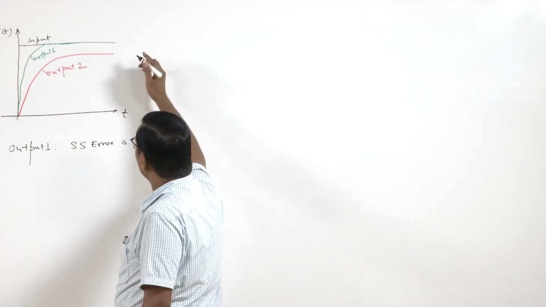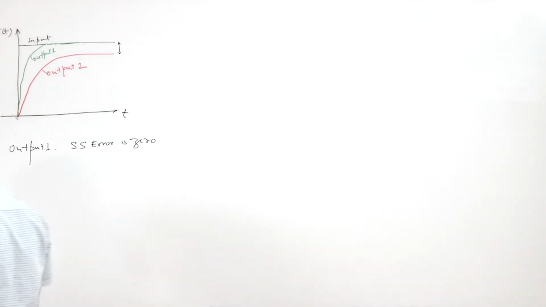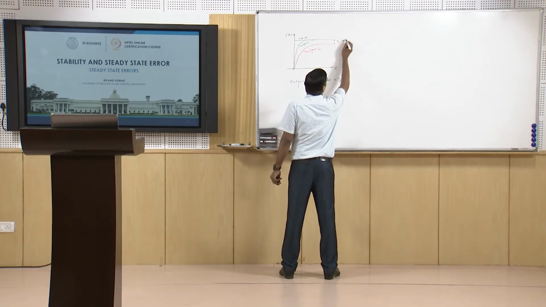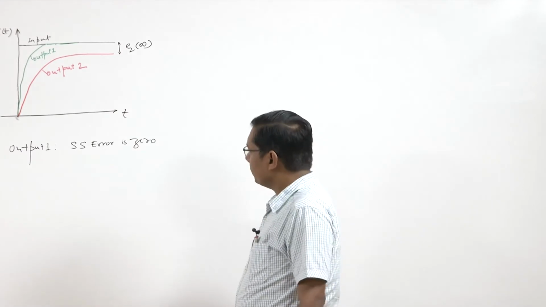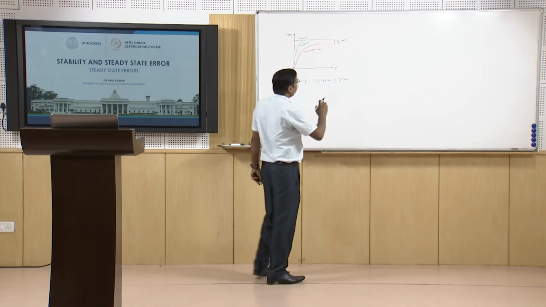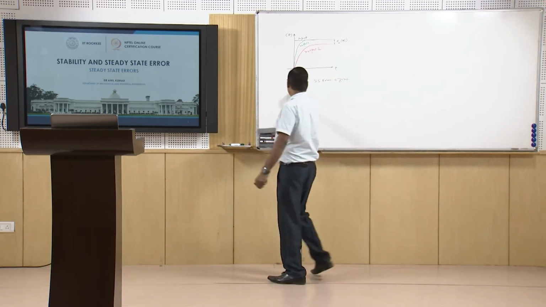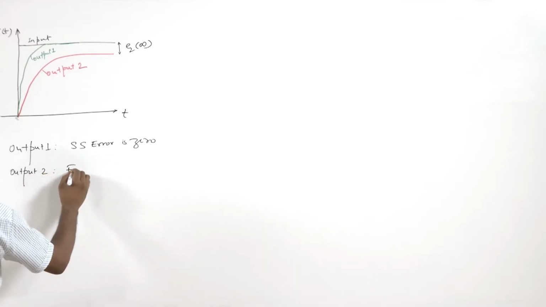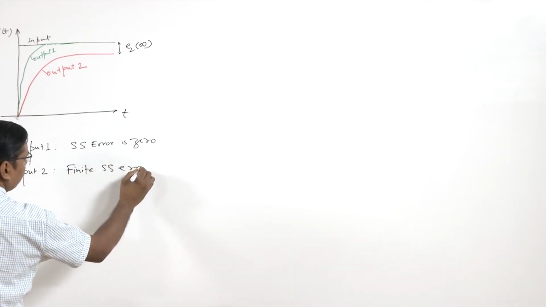Now if we see output 2 and this difference we call it E2 infinite. So when time tends to infinite, the difference is constant. So output 2, there is some finite steady state error here. So for output 2, there is some finite steady state error.